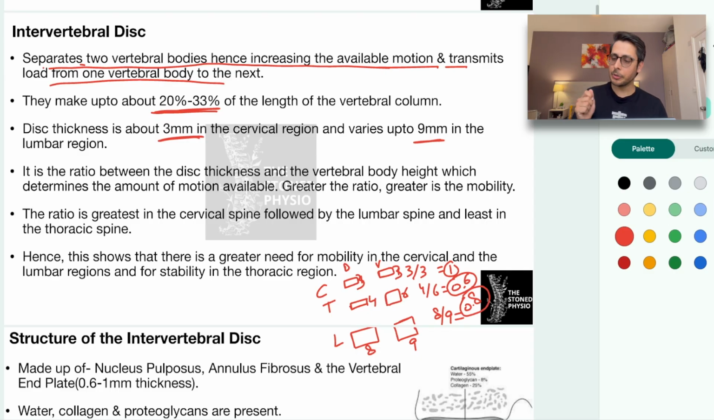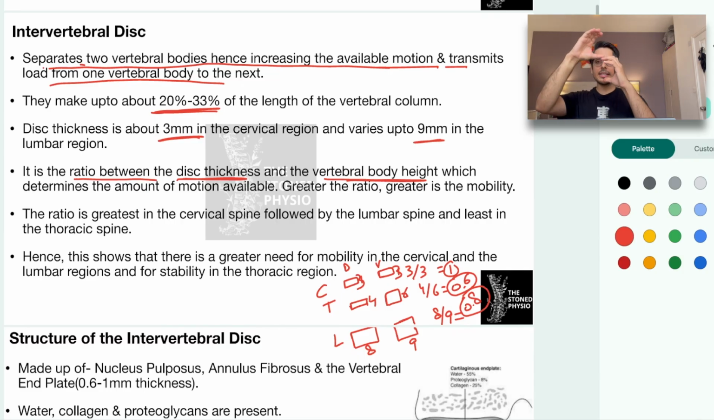Now coming to the interesting part of the disc. It says it's the ratio between the disc thickness and the vertebral body height that determines how much motion is available in that section of the spine. Till now we discussed that we have the cervical, the thoracic, and then the lumbar spine. If I tell you about the available motion, the cervical spine has the maximum mobility, hence we can tilt and turn our neck in most directions because we have maximum mobility.